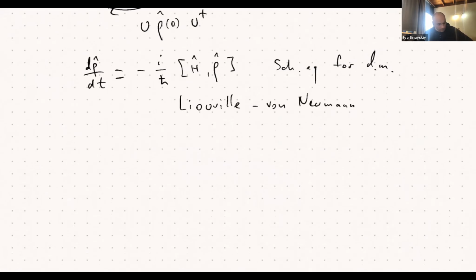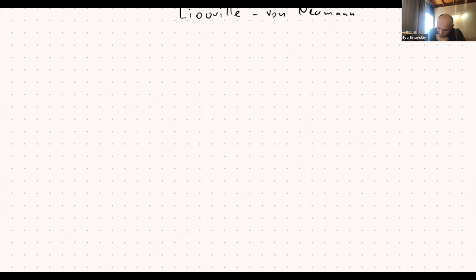And what else do we need? We need the notion of the partial trace. I don't know, have you ever seen the partial trace or not? But this will be a very important operation, because this operation will allow us to come from the description of the system plus bath to the description of the system only. And it works in the following way. So, partial trace.